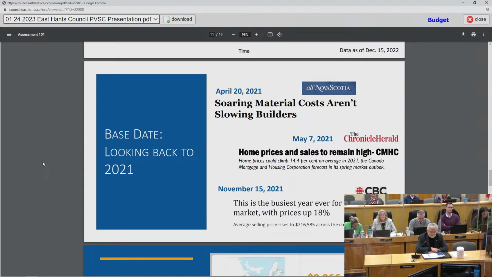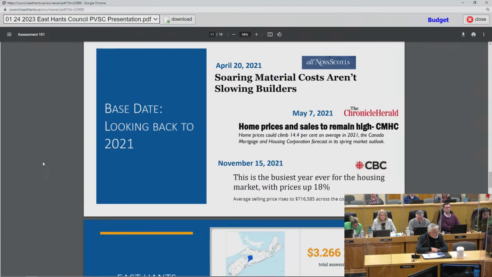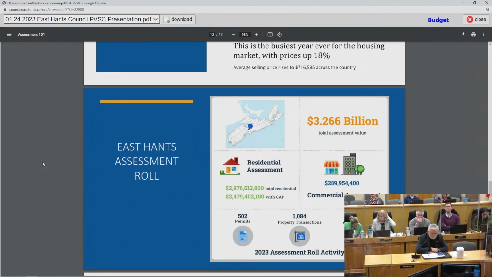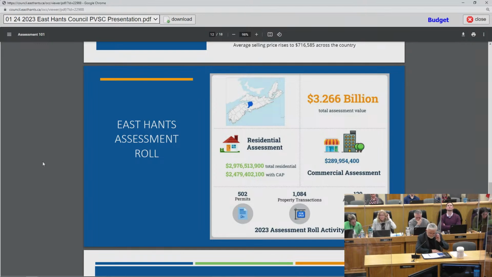Yep. Thanks. So I'm conscious of time here. Thank you, Paul. I'm just going to move on. It's going to be page 12 for those of you who have it printed. I think I have slide 12 here, so you can see a little bit of information displayed on this regarding the East Hants assessment roll specifically.